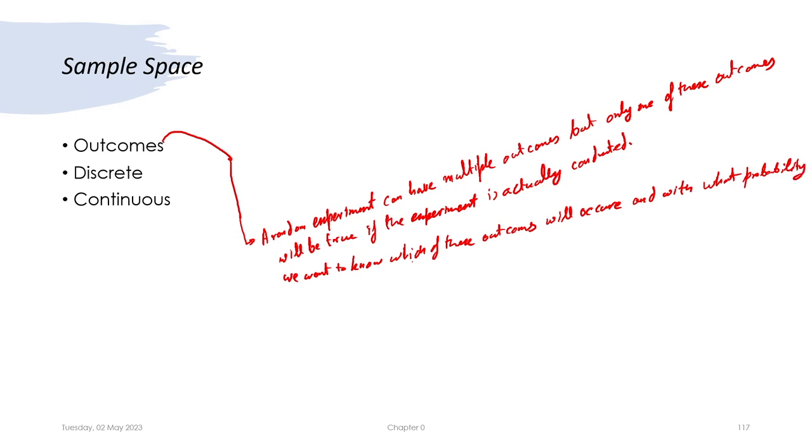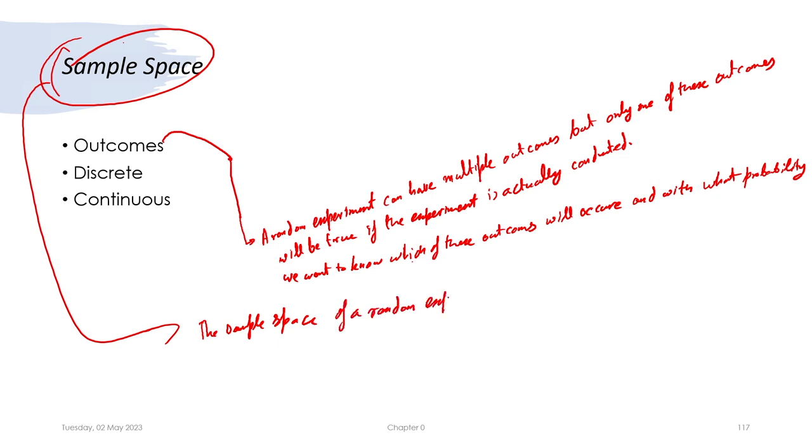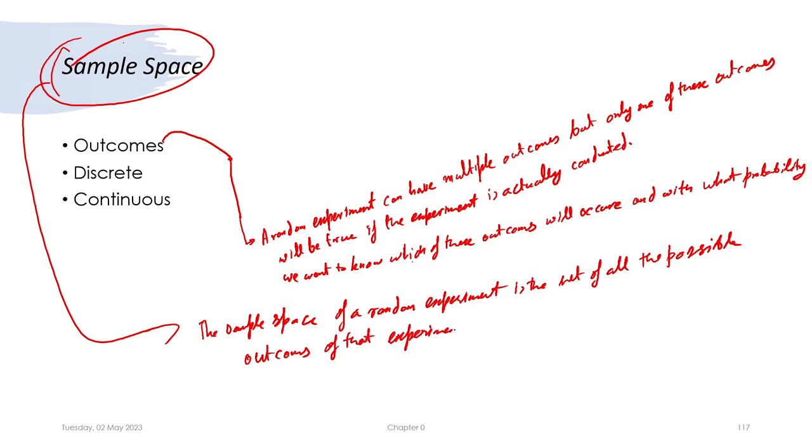We want to know which of these outcomes will occur and with what probability. For that, we define the idea of a sample space. So, the sample space of a random experiment is the set of all the possible outcomes of that experiment.